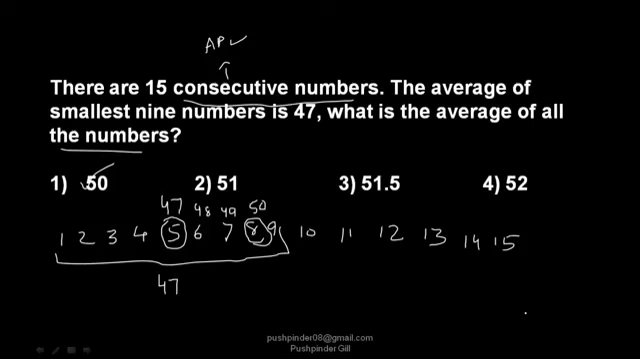Let me just take a quick recap. There are 15 consecutive numbers. The average of the smallest 9 is 47. That means the fifth number is 47. And what is the average of all the numbers? That is the average of all the 15 numbers, which would be the 8th number. Since they're consecutive numbers, it is 47, 48, 49, and 50. Looks easy, isn't it? It is that easy. This point is a very amazing point. If you understand this point and start using it everywhere, life is going to be very easy for you.